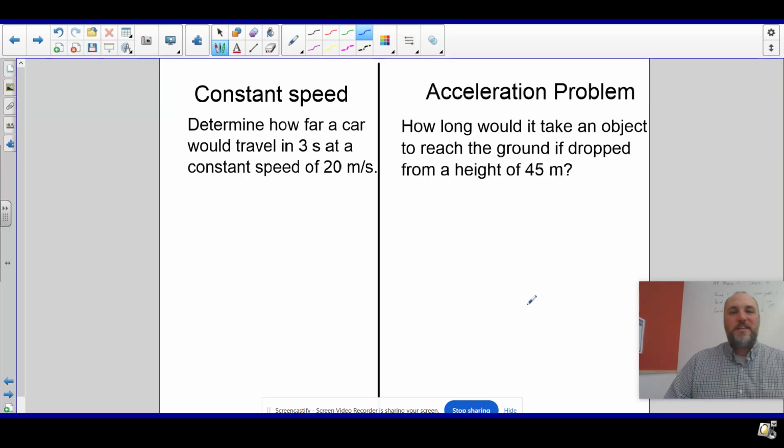Okay, great. I want you to try these two practice problems if you would. Again, pause the video. Try these two practice problems. One is with a constant speed, and another one is a free fall problem.